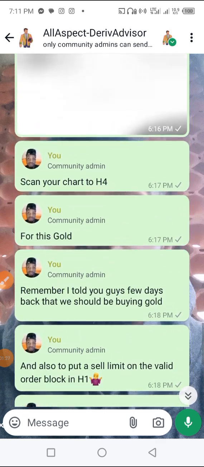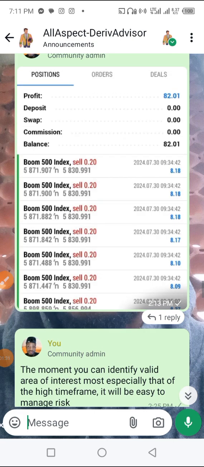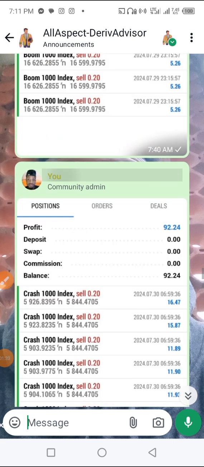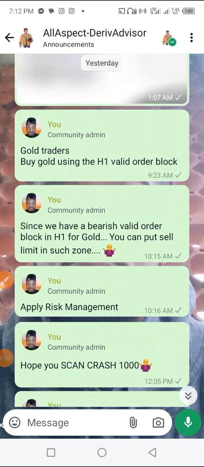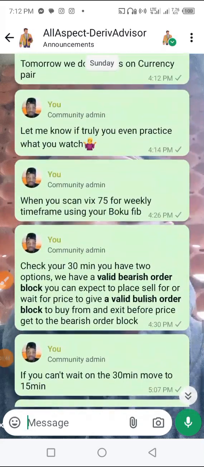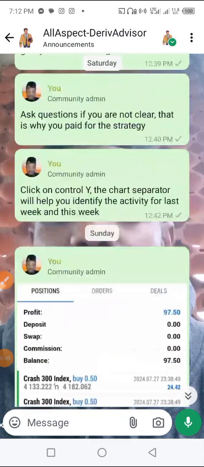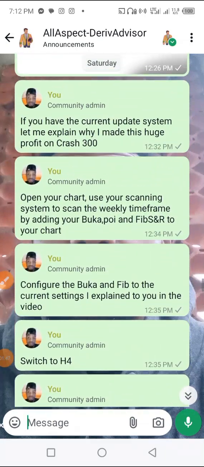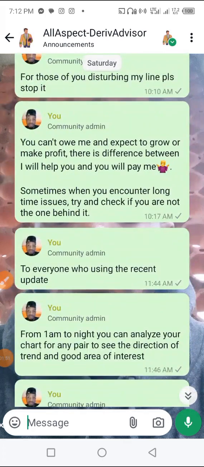I've been telling them they are already using this system, and not just that, I also guide them, tell them probably what we should be expecting, giving them the information beforehand. Mind you, I'm not sharing strategy, neither am I distributing strategy. Sorry, what's it called, signal. I'm not distributing signal, so don't come asking if I do signal.